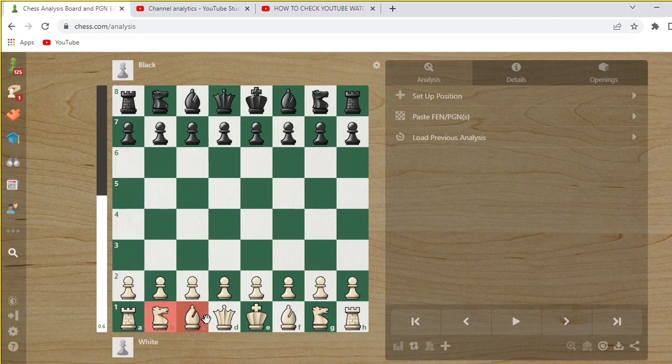Knights are worth 3. Bishops are worth 3. But because rooks can get to every square on the board, rooks are worth 5. Both of these rooks are worth 5. Queen is worth 9. And the king is priceless, because if you lose it, you lose the game, right?